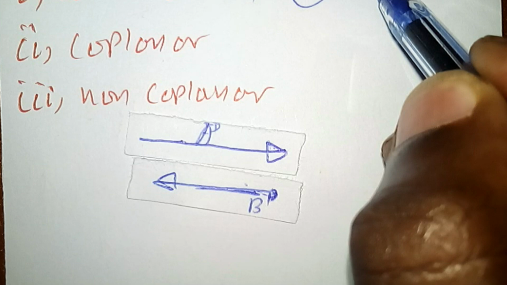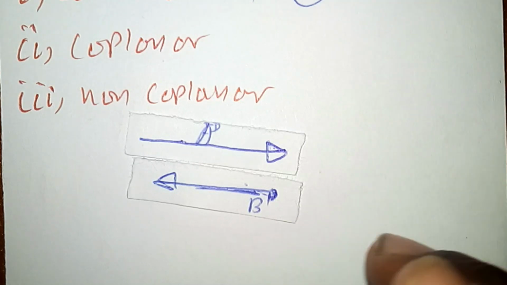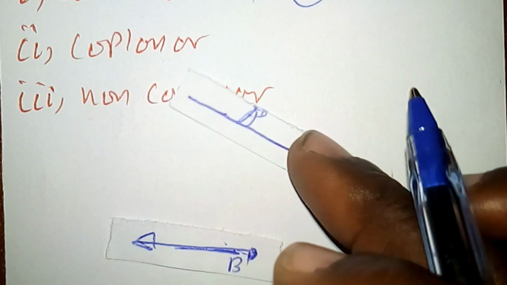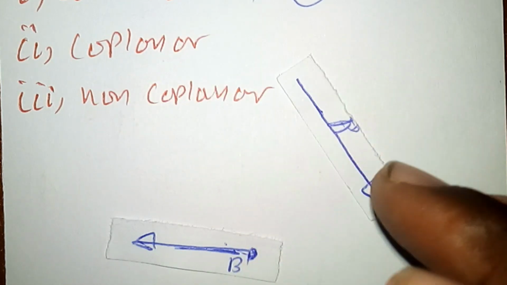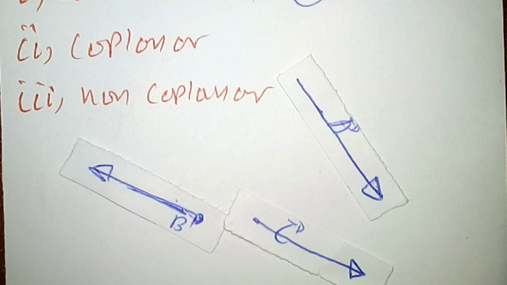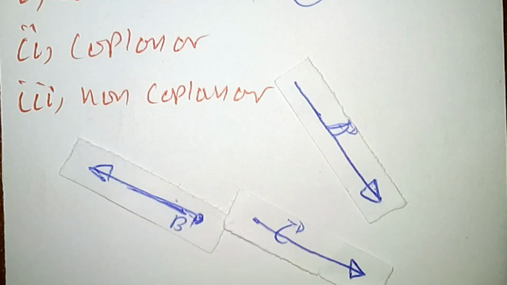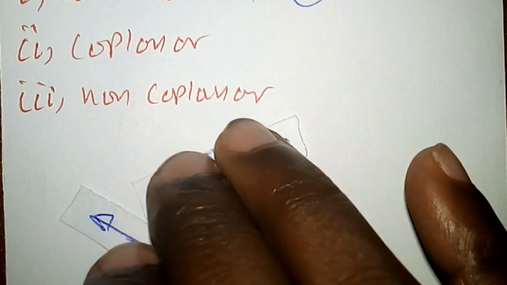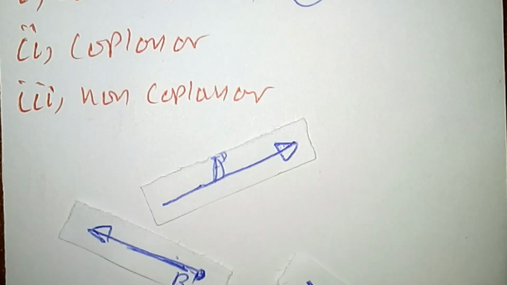But if the vectors are coplanar, that means the vectors are lying on the same plane but not necessarily on the same line, or not necessarily collinear. Assume that we have three vectors A, B and C. A, B and C are not necessarily collinear, but they are coplanar. They are lying on the same plane. Then to get the null vector, the number of vectors required is 3.